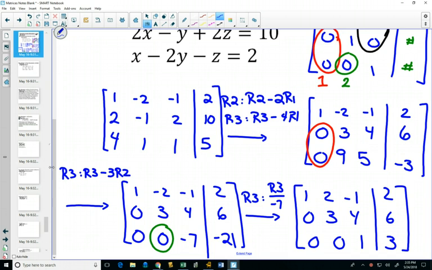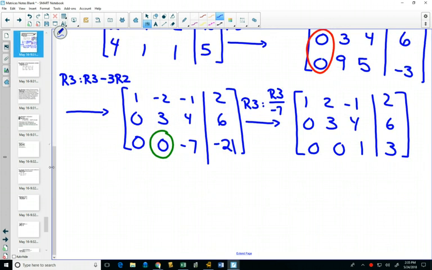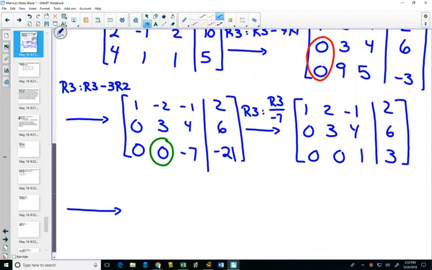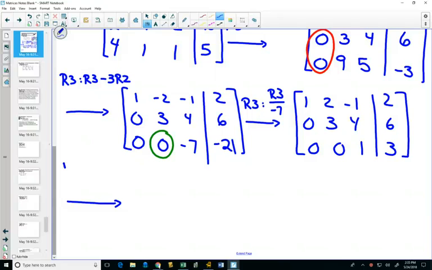I'm going to do 2 operations in this next one because now, as far as color coding, I'm on to the black and I can get both of those zeros in the same step. So row 1 can equal row 1 plus row 3, and row 2 can equal row 2 minus 4 row 3s.